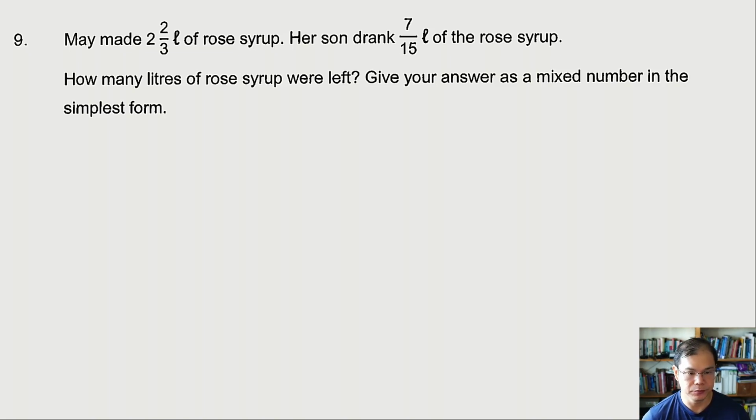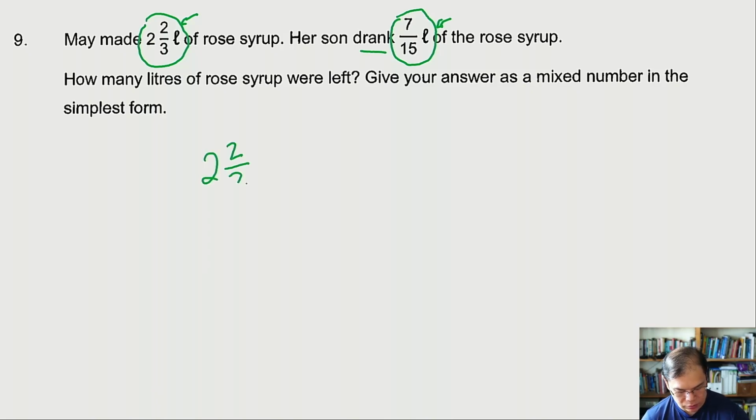Okay, so there was this amount, 2 2/3 liters. The son drank this amount, and you can see both are in liters. They have the same unit. So we can do addition, subtraction on them. Right, in this case, do I want to do addition? No, I want to subtract because the son drank this amount. So I'll take it away. So at first, she had this amount of rose syrup. The son drank this amount. How much is left?